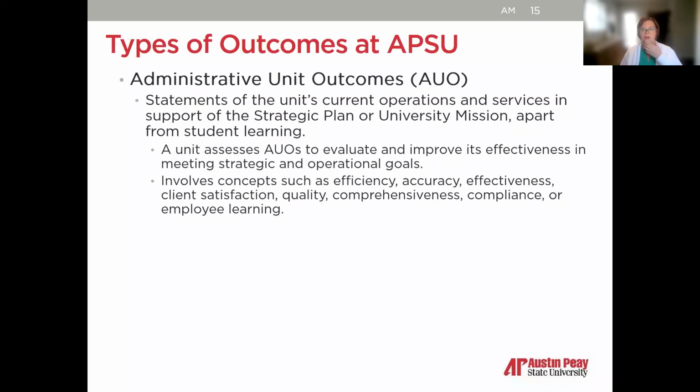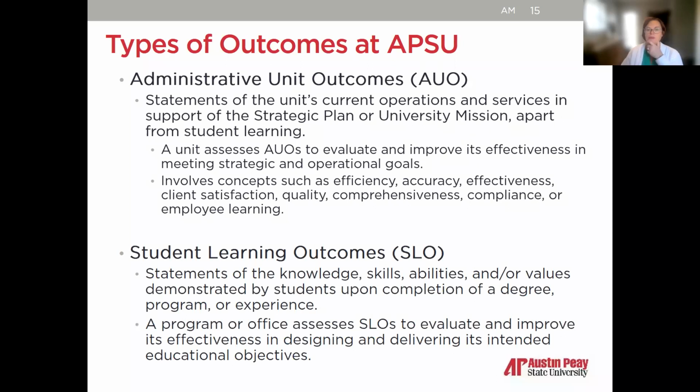So types of outcomes, I know you've all seen this before, but just if you or others in your unit need a refresher, the folks on this meeting are primarily concerned with administrative unit outcomes. As Ellie mentioned, there are a few academic and student support services units that also have student learning outcomes because they work with students more directly and are able to assess that. But primarily what we're talking about is AUOs, administrative unit outcomes. And again, those are about your current operations.